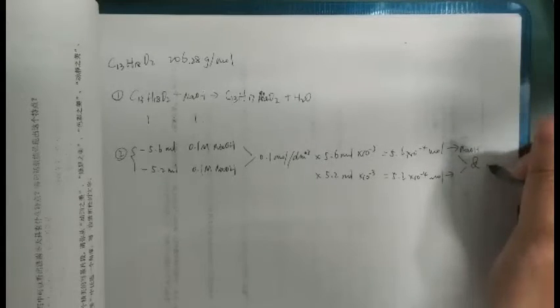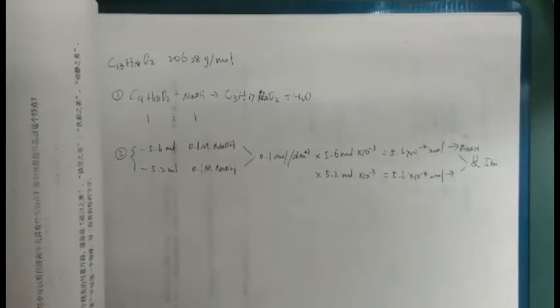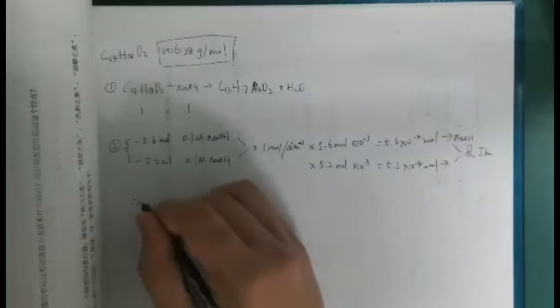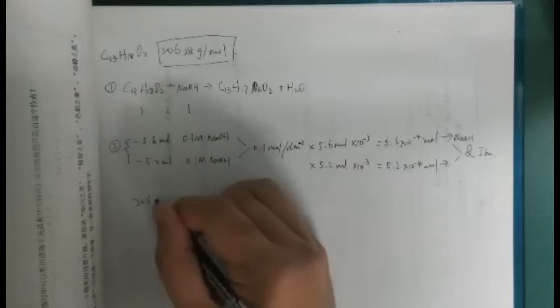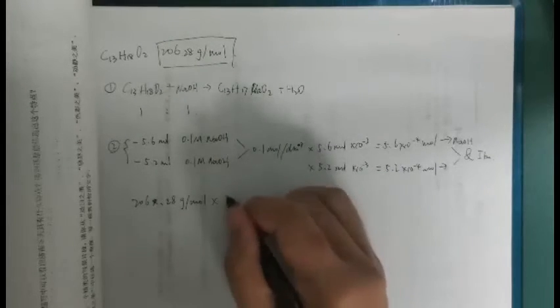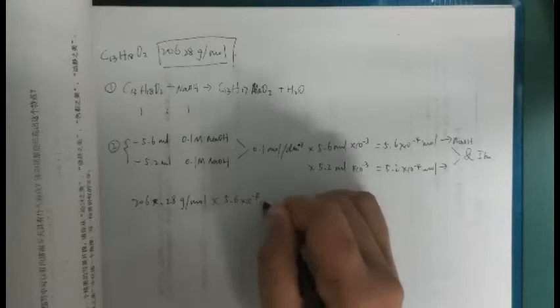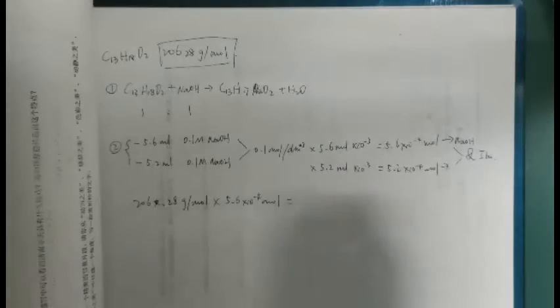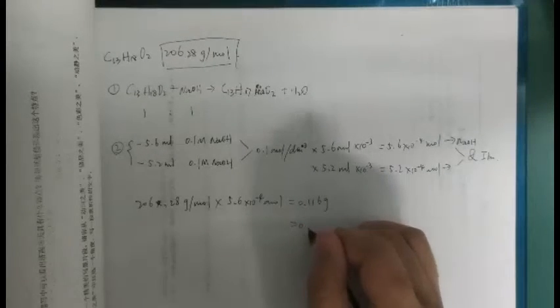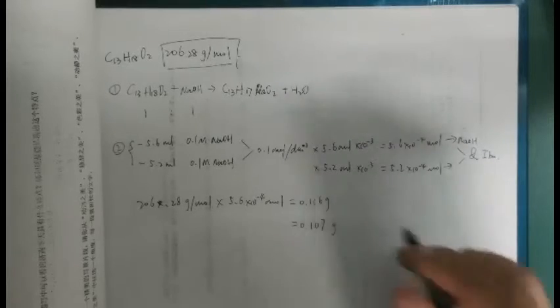and for ibuprofen. And so now we can calculate the grams of ibuprofen using its molecular mass. So here we use 206.28 per mole times 5.6 times 10 to the power of -4 mole to get its grams, which is 0.116 gram, and for the other it should be 0.107 gram.